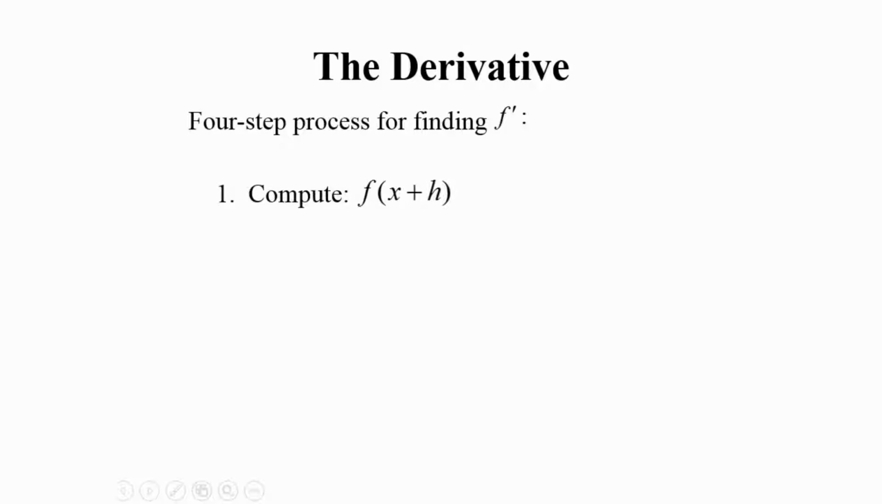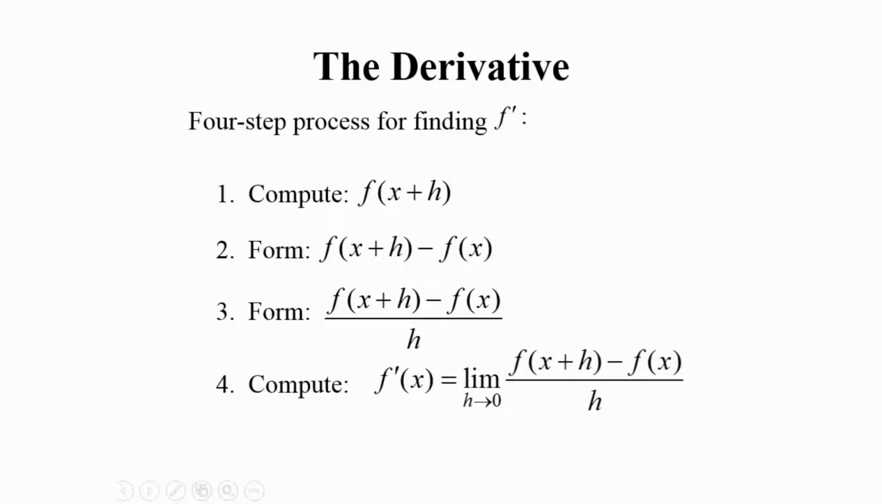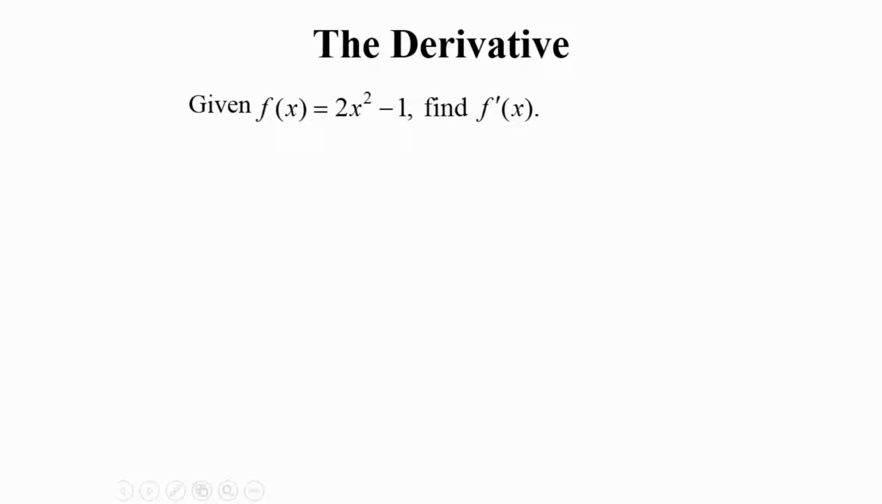That's all it is. Compute f of x plus h. Number 2, form f of x plus h minus f of x. That completes the numerator. Step 3, divided by h: f of x plus h minus f of x divided by h. And finally, compute the limit as h is driven to 0 of step 3, whatever you come up with in step 3. Okay? Those are the steps. Now, here is a simple one.